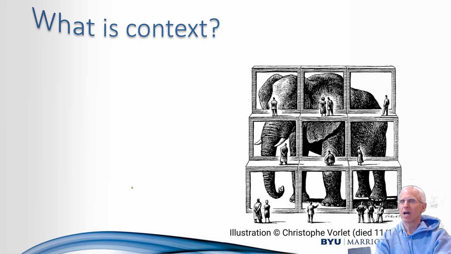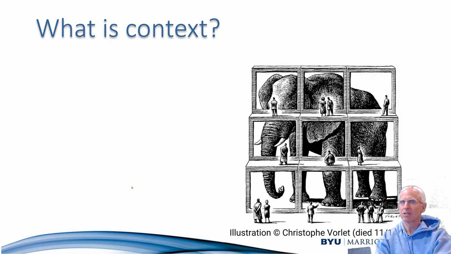All right, so what is context? There's the six blind men and the elephant. Although this is weird because they're not six blind men. There's just a bunch of people kind of looking at the elements. I don't know why I even got this picture. Anyway, it's help for answering a prompt.